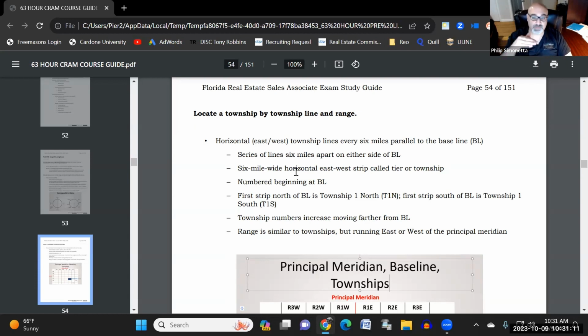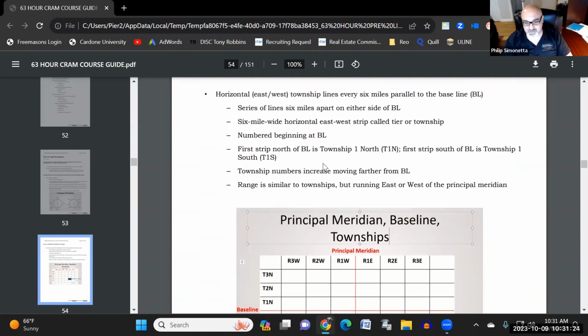They're each 6 miles apart, so it gives you six square miles, 6 miles by 6 miles for the townships. They begin being numbered at the baseline. The first strip north of the baseline is Township 1 North, T1N. The first strip south of the baseline is Township 1 South, T1S. Township numbers increase moving further from the baseline.